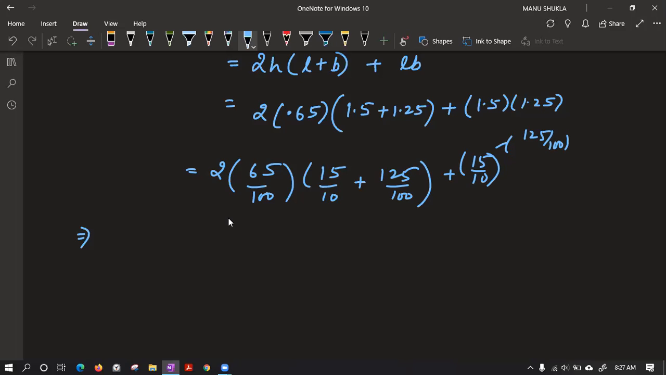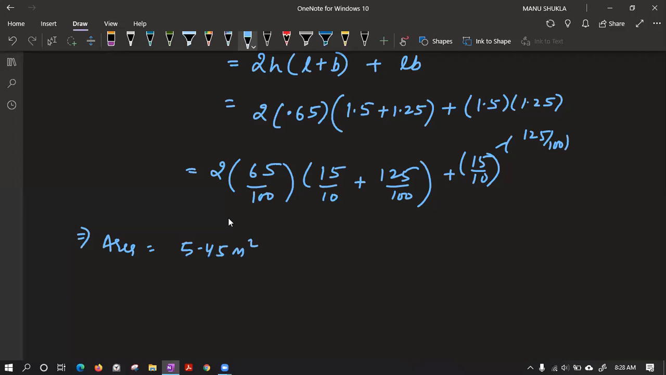Okay, I hope this is clear to everyone. Please tell. After solving, you will get the answer. Let me show 13.1. When you solve this, you will get the answer as 5.45 meter square. So area is equal to 5.45 meter square.